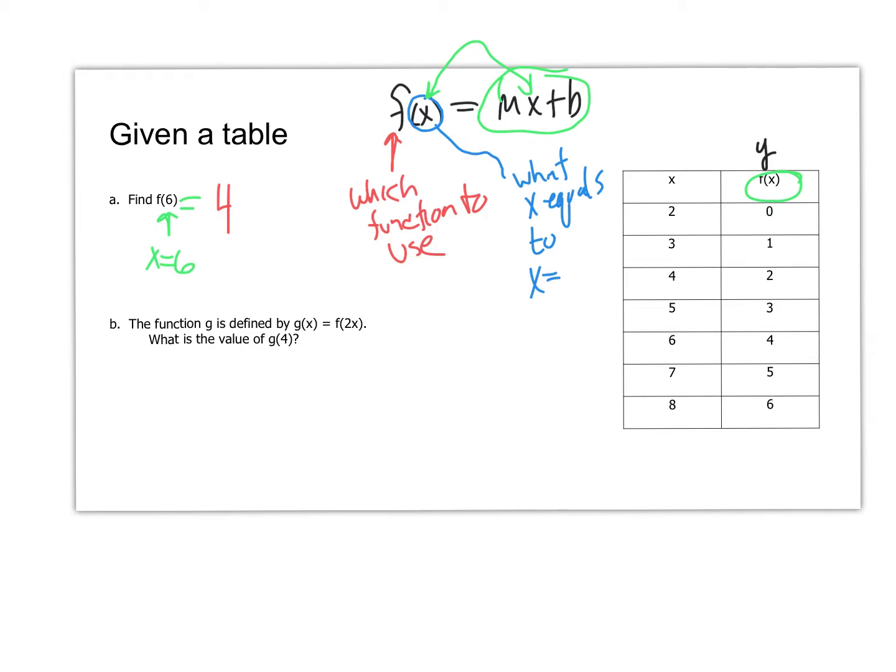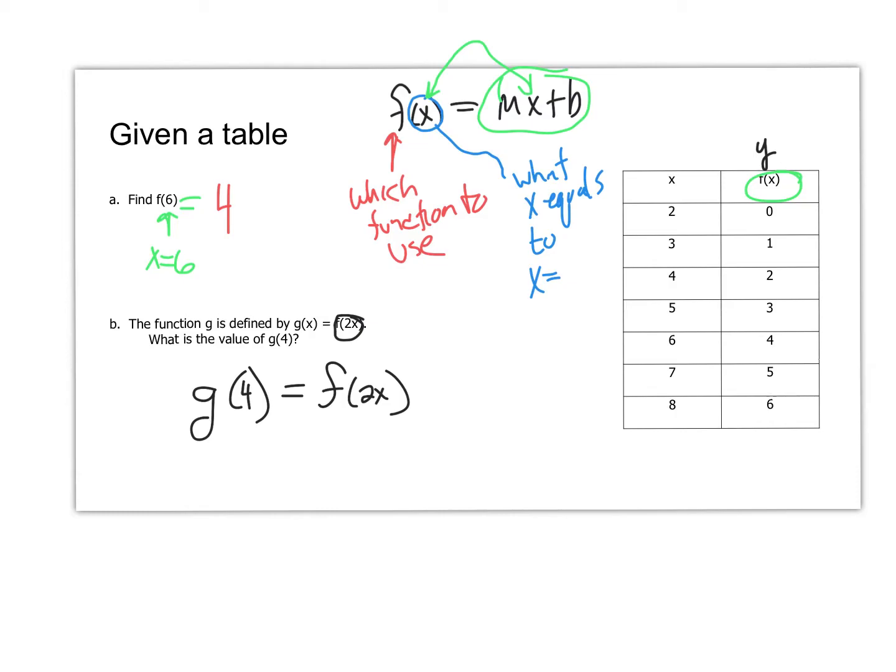All right, now let's take a look at the next one. The function g is defined as g of x equals f of 2x. What is the value of g of 4? Basically what we're understanding here is that g of x is equal to f of 2x. Let's do f of 2x. So they want us to find g of 4, which equals, we know, f of 2x.